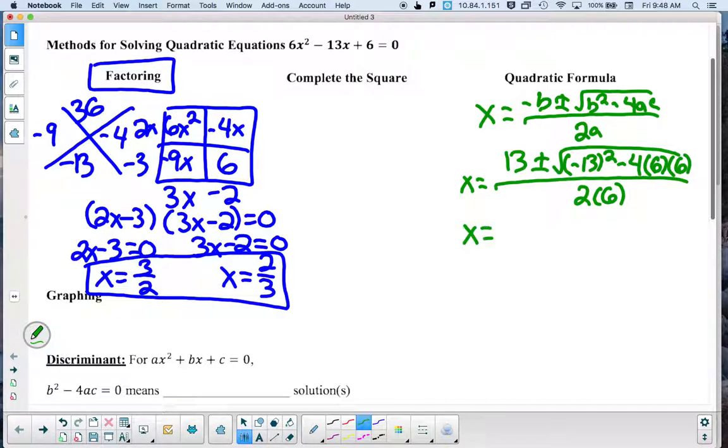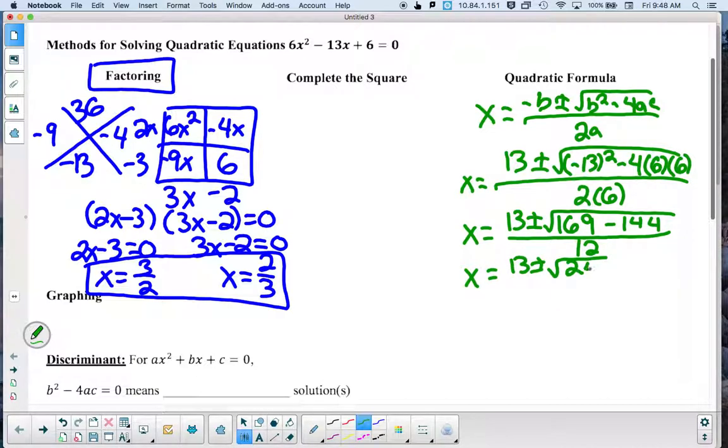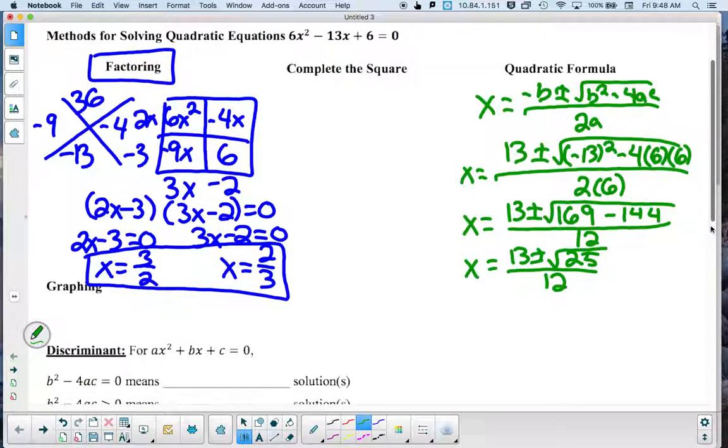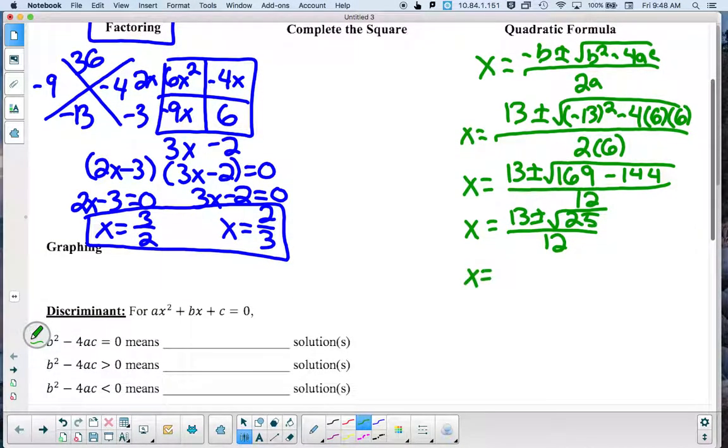So this would be x equals 13 plus or minus the square root of 169. And then 4 times 6 times 6 is 144, all over 12. So we get 13 plus or minus the square root of 25 over 12. Now this plus or minus means that we have 2 separate solutions. So this is going to be x equals 13 plus 5 over 12, and x equals 13 minus 5 over 12.